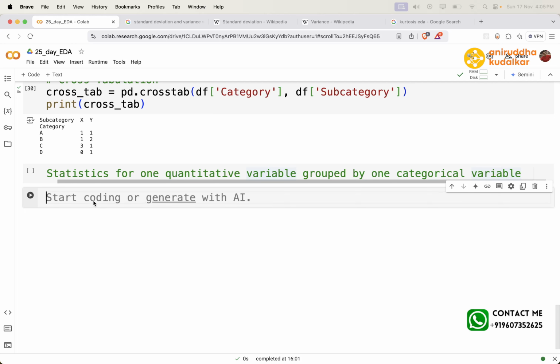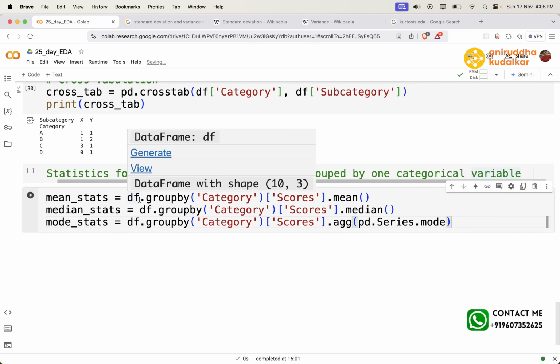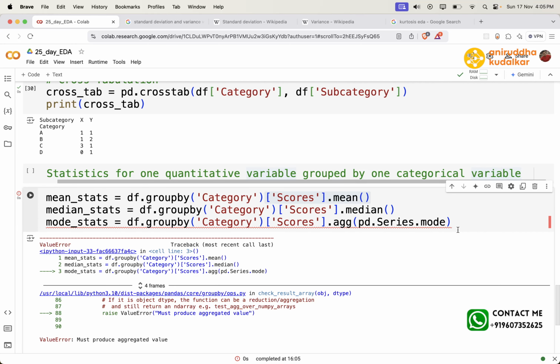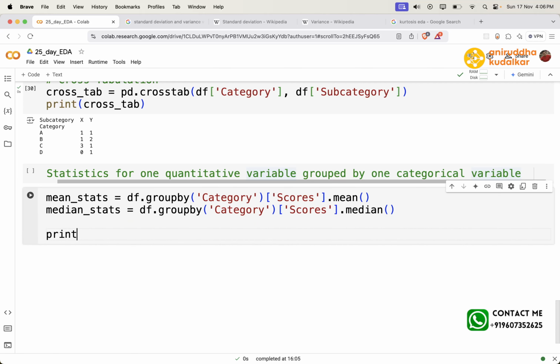Here you can say mean_stats is equal to df. So this is, again, univariate with one categorical. See, df groupby category scores mean. So let's run this and you will get the output. Okay, just comment this out. Mode we don't require right now. We can do that as well. Mean stats, median stats. See here.